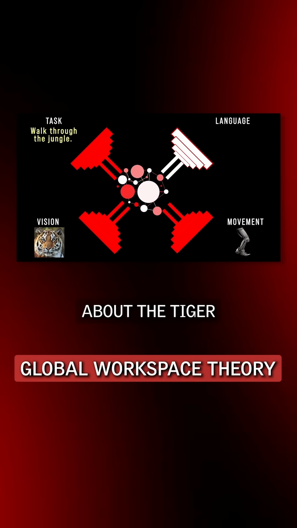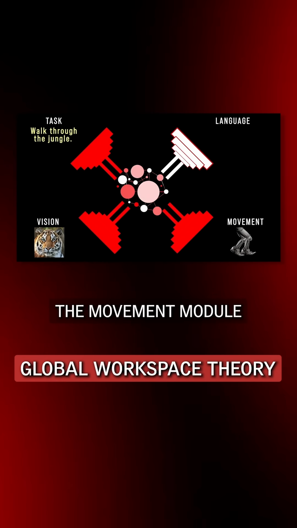And that information about the tiger, because the vision module was connected, gets inside the workspace. And once it is in the workspace, it gets broadcast to the movement module, which now thinks, maybe it would be a good idea to escape.